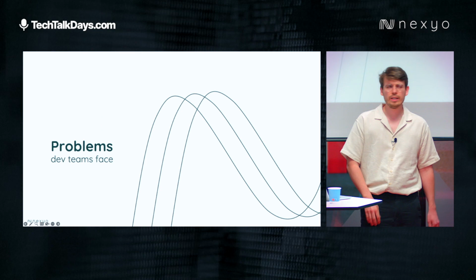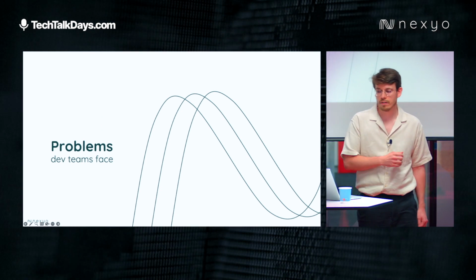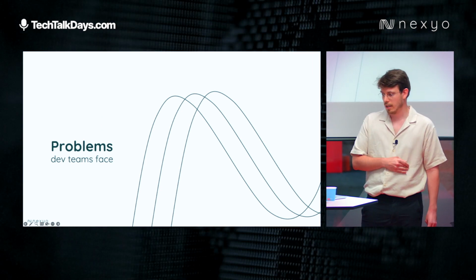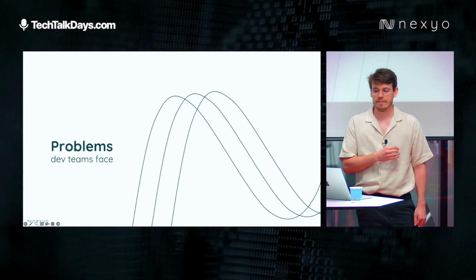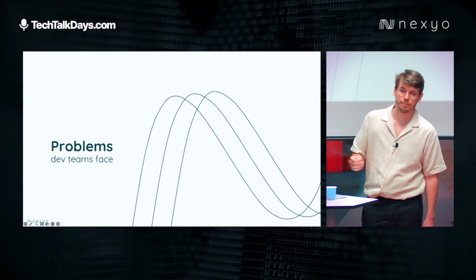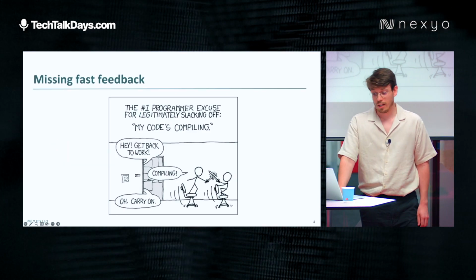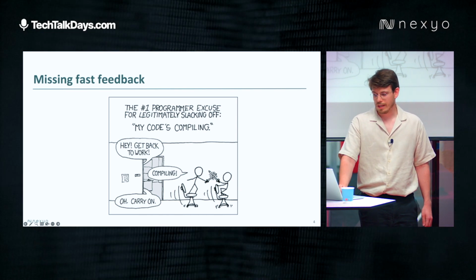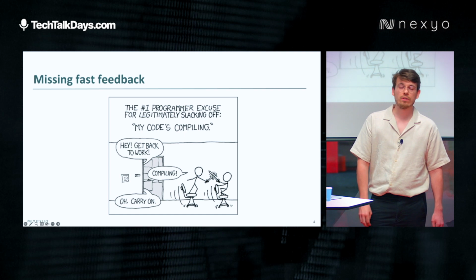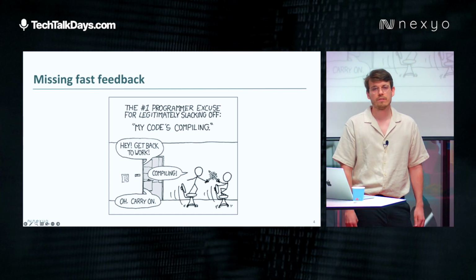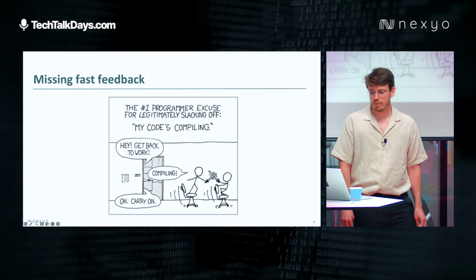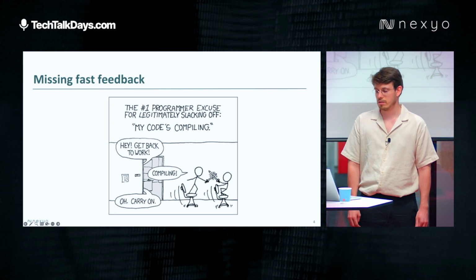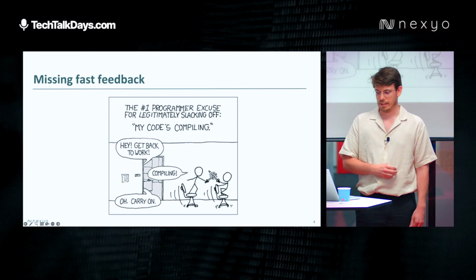So let me quickly introduce you to some problems our development team had to face. Probably some of you are familiar with similar scenarios in your work. Problem number one, missing fast feedback. At nexyo, we highly value receiving immediate feedback on code changes in our development environment, as it greatly improves the developer experience and allows our team to deliver features quickly.